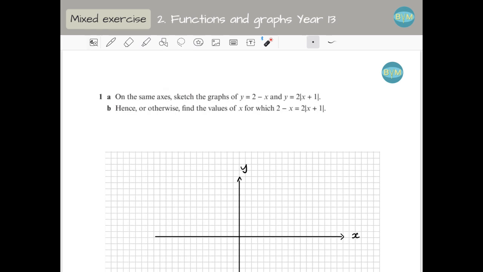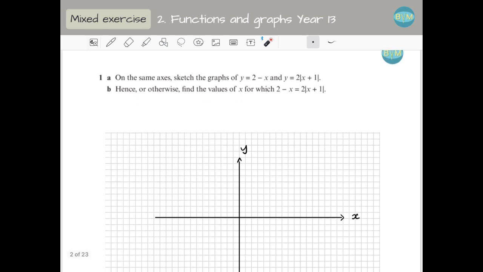Hello, this is question 1 on your mix exercise 3 from year 13. On the same axis, you have to sketch the graph of y equals 2 minus x and y equals 2 absolute value of x plus 1. And then after that, we have to find the intersection.